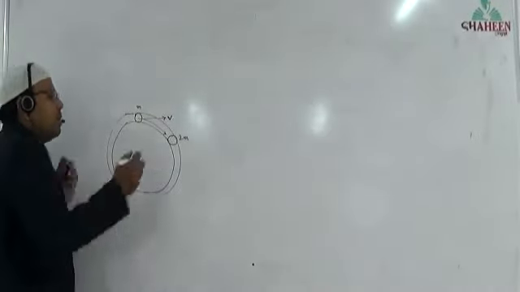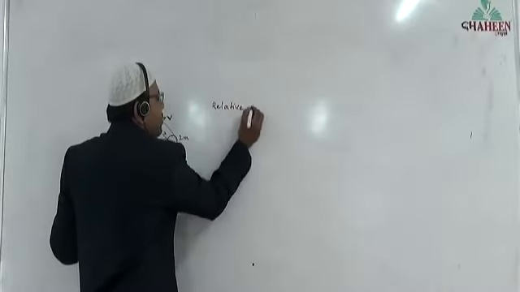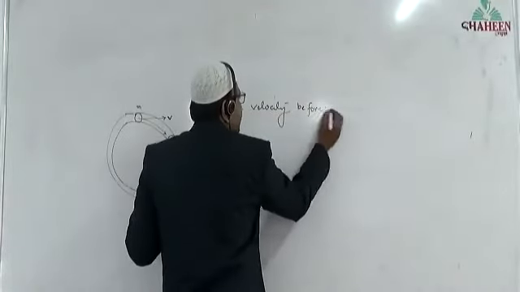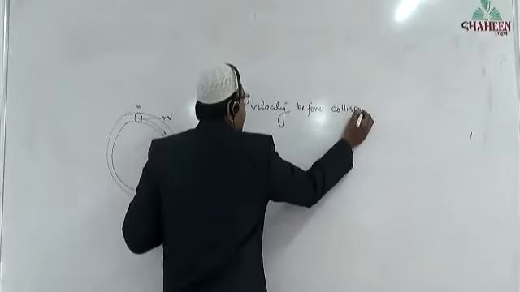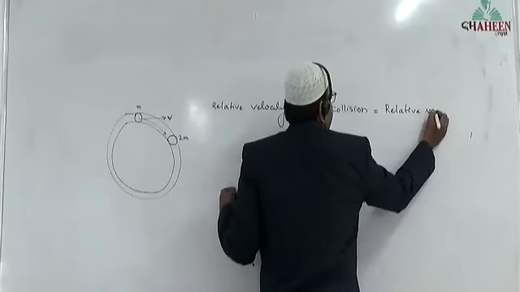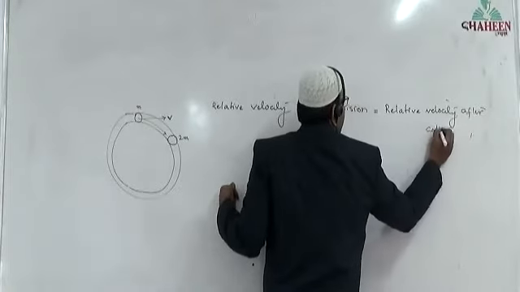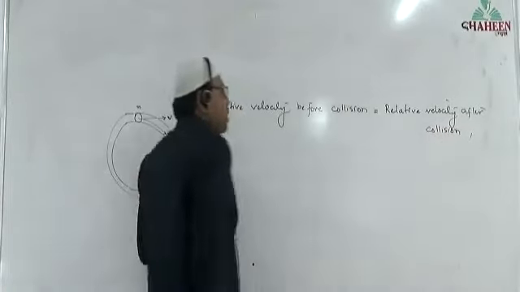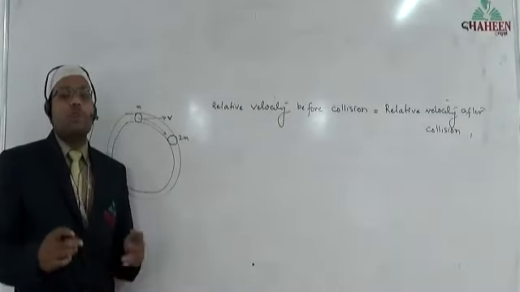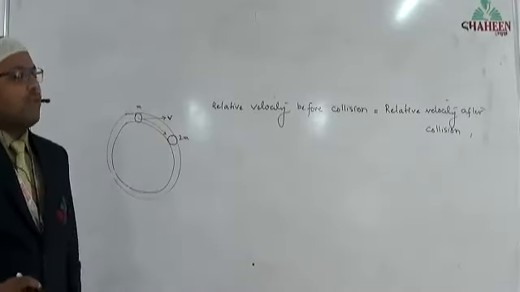So it's very simple, beta. In the first derivation I gave you one concept, that is relative velocity. Relative velocity before collision is equal to relative velocity after collision. In elastic collision, check whether this holds or not. Relative velocity of approach before collision is equal to relative velocity of separation after collision. That we have done already.